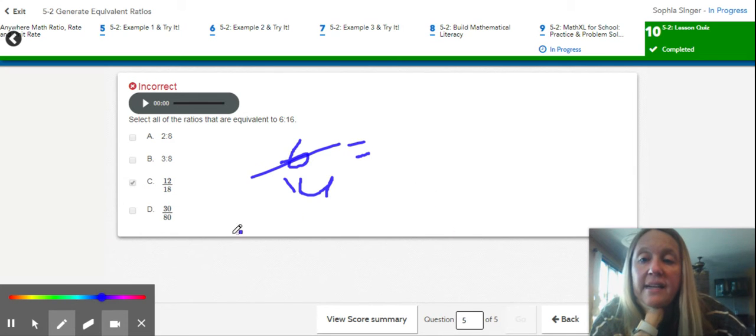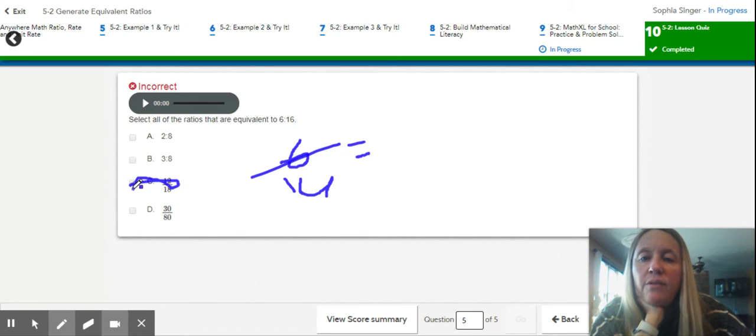Okay, so if that's not right, what is right? Well, if we can multiply and divide by 6 and 16 and get the answer. So 2 to 8. Can I get from 6 to 2? I can divide by 3. If I divide 16 by 3, do I get 8? No, not right.